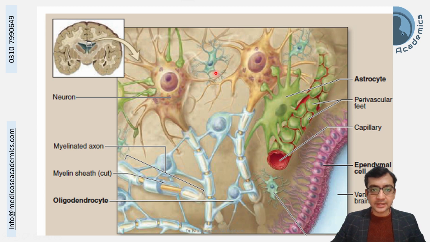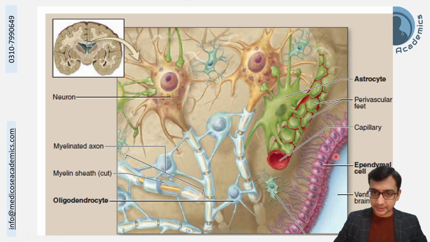The next one are microglial cells. These are basically not a derivative of the nervous system. They have migrated from the blood into the central nervous system. They are the macrophages that have migrated here. They do all the functions of the macrophages, including fighting pathogens, phagocytosis, antigen presentation, removing the debris and the waste materials. They have some role in the blood-brain barrier also.